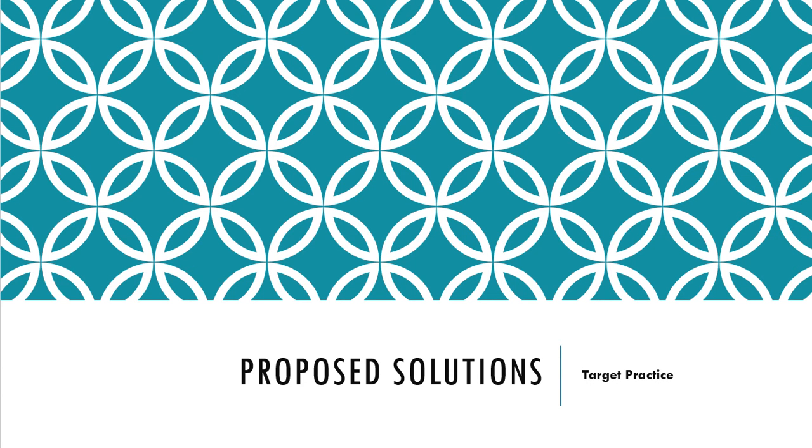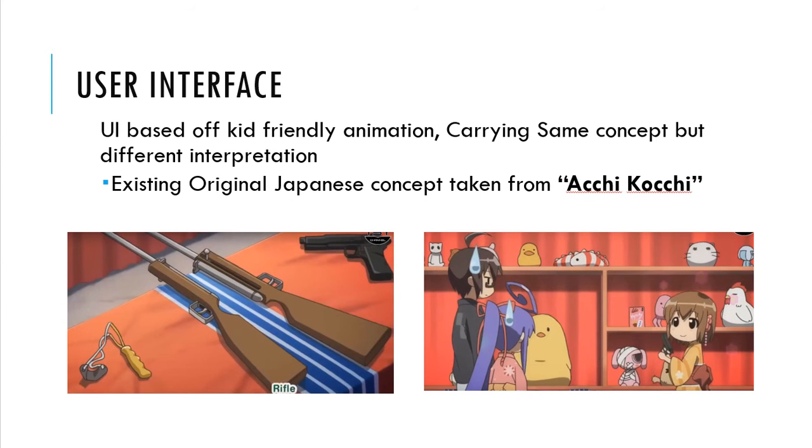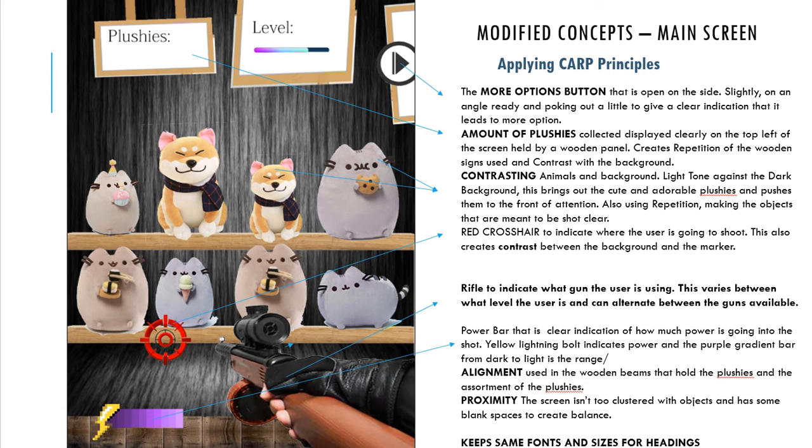The proposed solutions. Specifically, the user interface for the solution. The idea and user interface originated off the kid-friendly anime Aki Kochi. This is a modified concept from that example, made using the CARP principles.